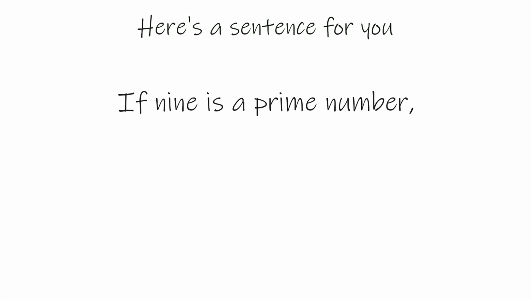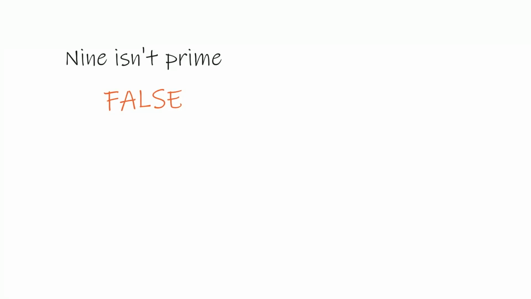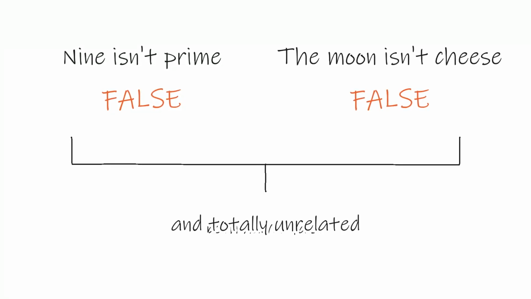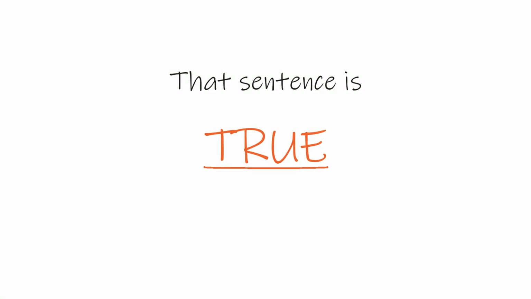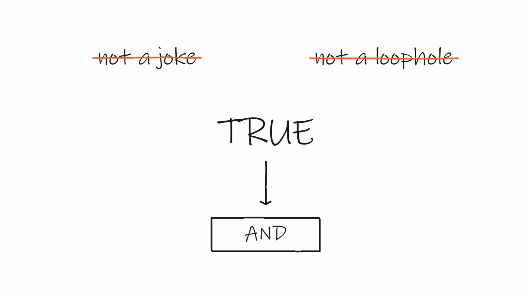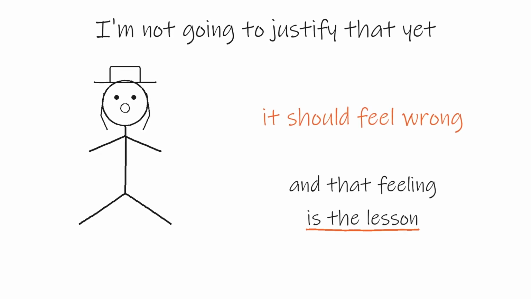Here's a sentence for you. If 9 is a prime number, then the moon is made of cheese. 9 isn't prime. The moon isn't cheese. Both halves false, unrelated. That sentence is true. Not a joke, not a loophole, true, by the rule that makes your AND gate work. I'm not going to justify that yet. Sit with it. It should feel wrong, and that feeling is the lesson.